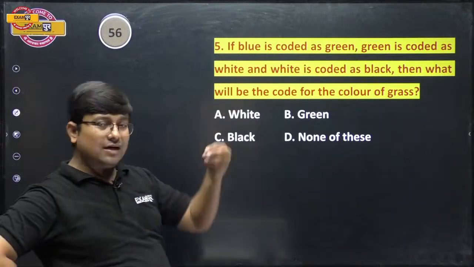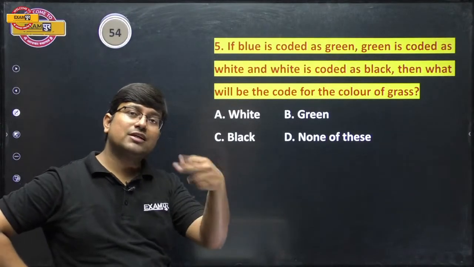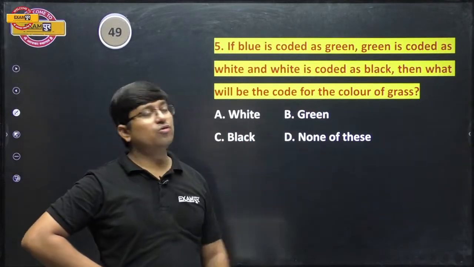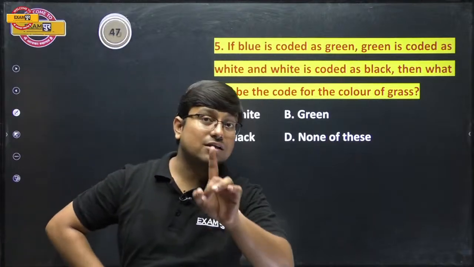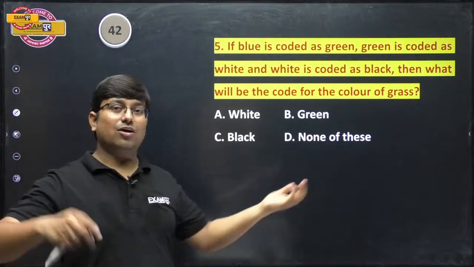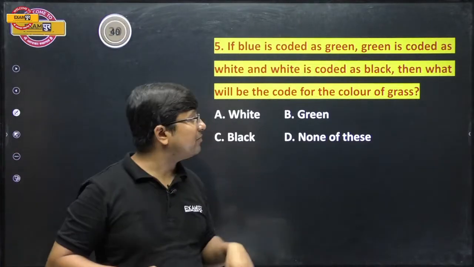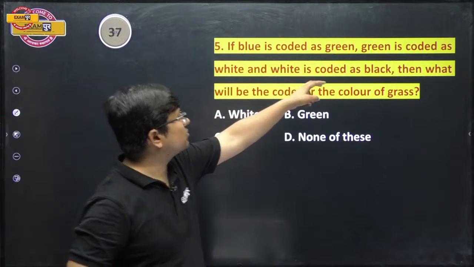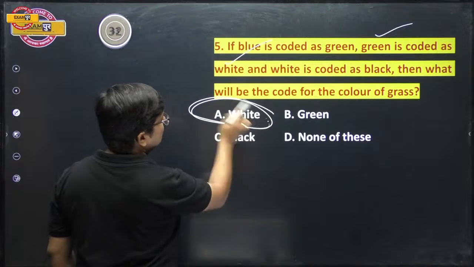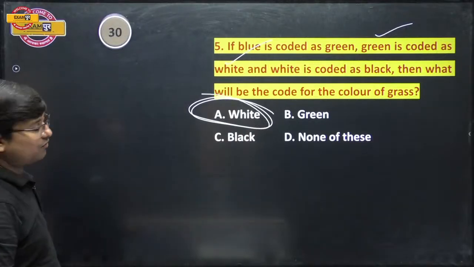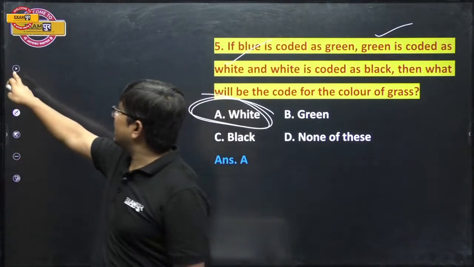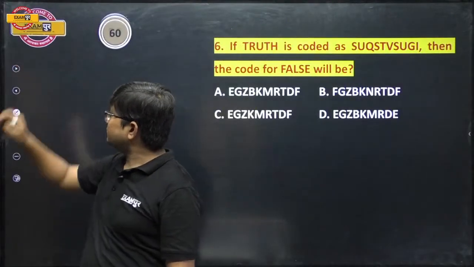Now this is very simple. In this question you have to find the real answer and then see what is it coded as. For example, here it is asking what will be the code for color of grass. What is color of grass is not being asked. What will be the code for color of grass? Color of grass is green, but green is coded as white. And therefore the right answer is white. Answer is option number A. Clear everyone? Next. Quickly. Hurry up.